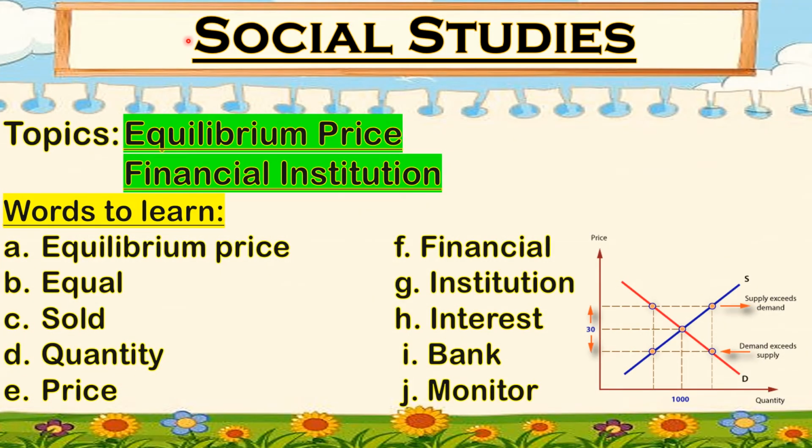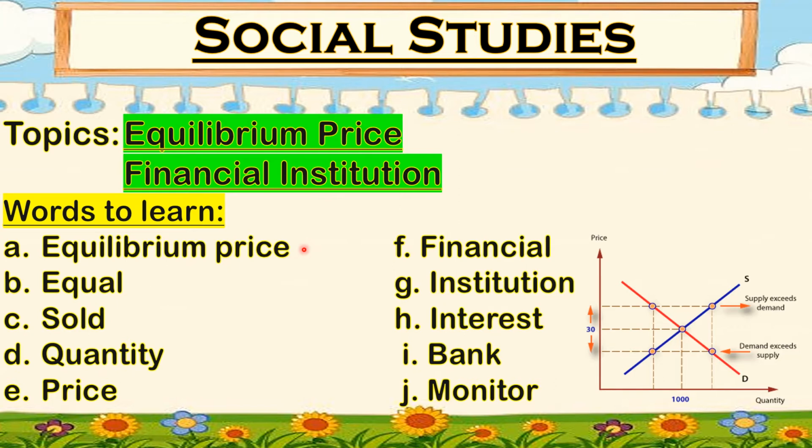In our social studies this week, we have two topics to discuss. The first one is equilibrium price, and the second one is financial institution. Before we proceed with our online discussion, I would like us to read the words to learn that we will be encountering in our next slides. Please follow after me so you can still practice your reading skills and speaking skills even if you're just at home. Are you ready now?